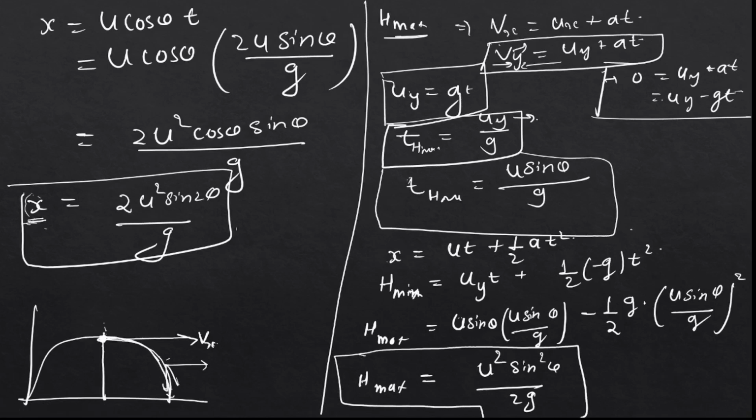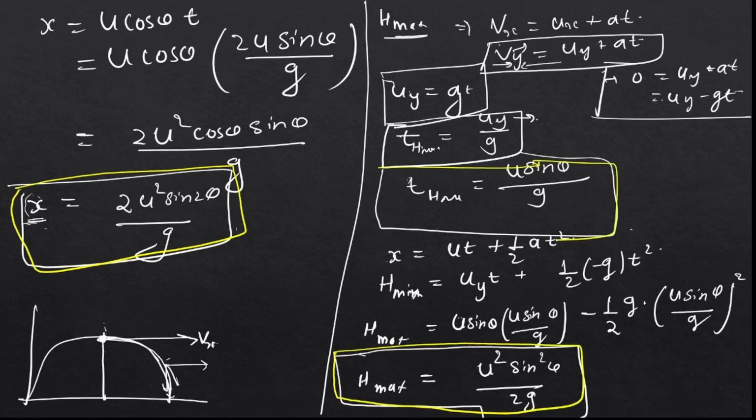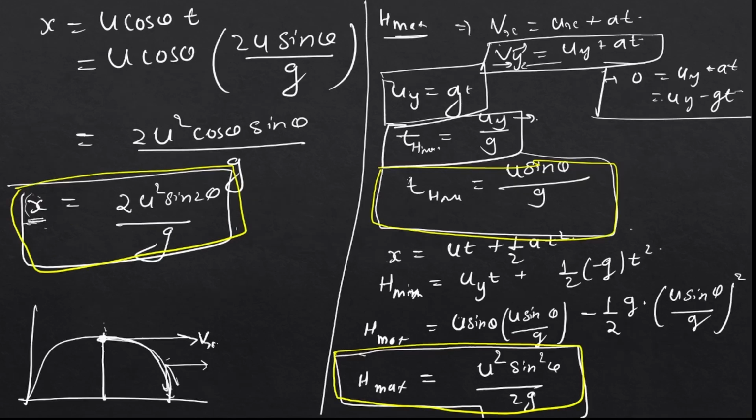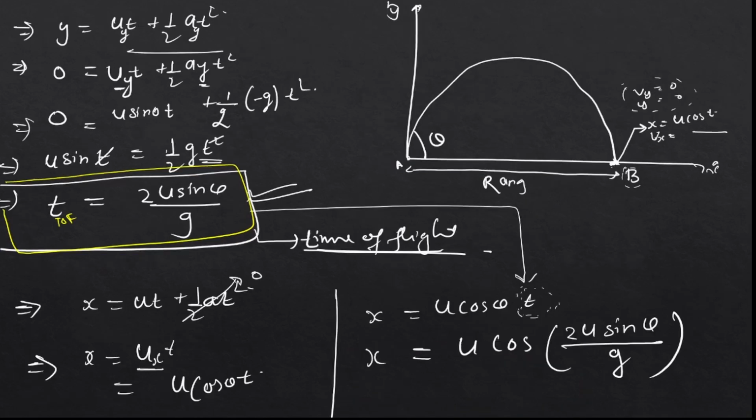So remember we had four important equations. Let me further try to highlight it with different colors. So this is the range of the body. The range is 2 u square sine 2 theta upon g, and this is the maximum height that the projectile would attain, and this is the time that the projectile will take to reach the maximum height. And one important thing is the time of flight. This is the time of flight, and that was the time to reach maximum height, right?